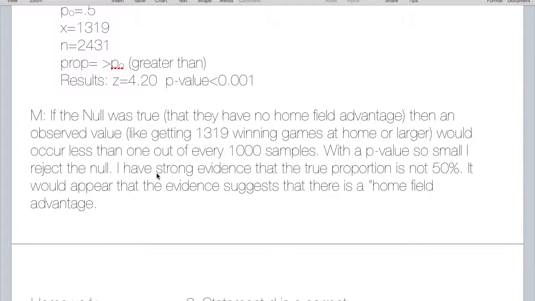And because the alternative was a greater-than problem, we would say our evidence does suggest that there is a real home field advantage, at least in Major League Baseball. Be careful to qualify that, because home field advantage is apparent in all kinds of sports. So we would say that there does seem to be a home field advantage for Major League Baseball. Now, this is the process that I expect you to go through, and this is the process that you need to know in order to do the significance test, and to do it well and thoroughly.